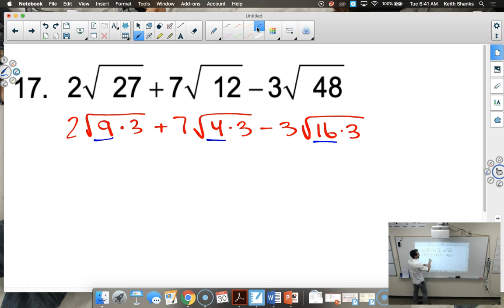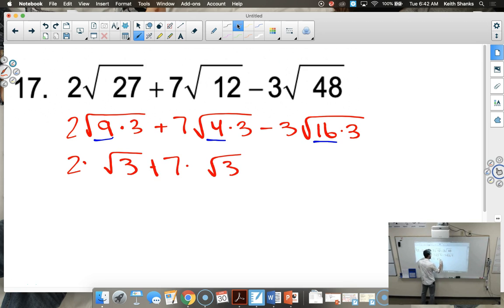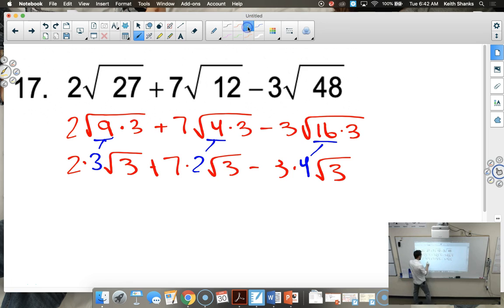So I can now kind of rewrite this. This would be 2 times something the square root of 3 plus 7 times something the square root of 3 minus 3 times something the square root of 3. And those somethings are the square root of 9 is 3, the square root of 4 is 2, square root of 16 is 4. So the last thing I have to do is kind of like figure out what those are. Okay? So I have 6, 14, and 12.